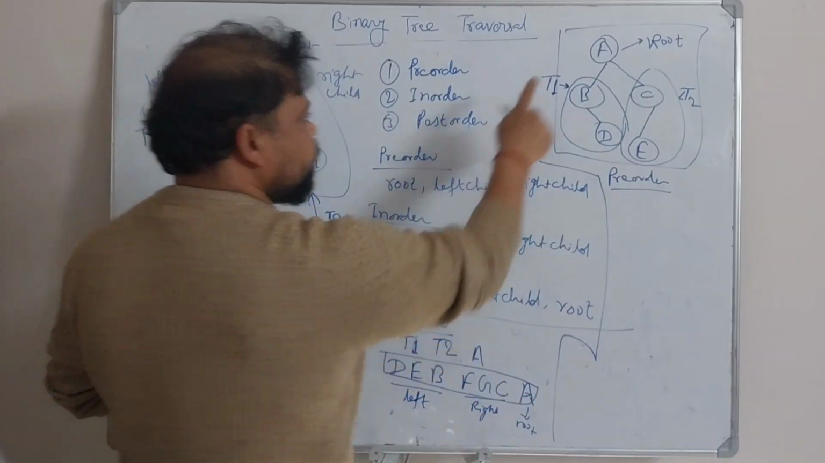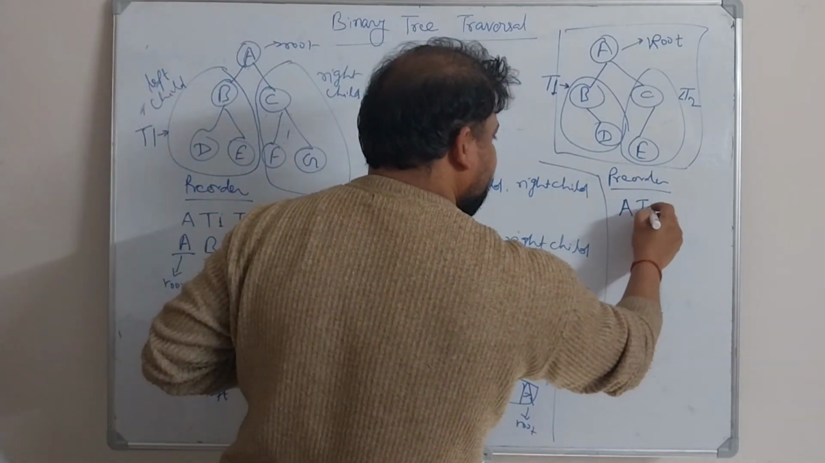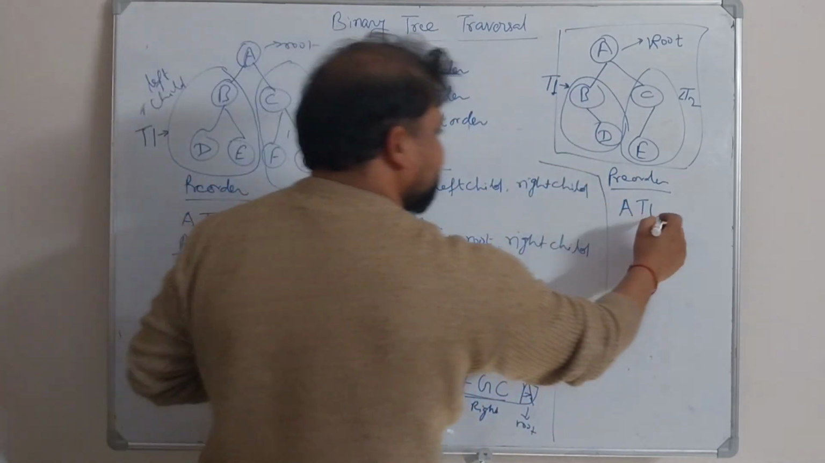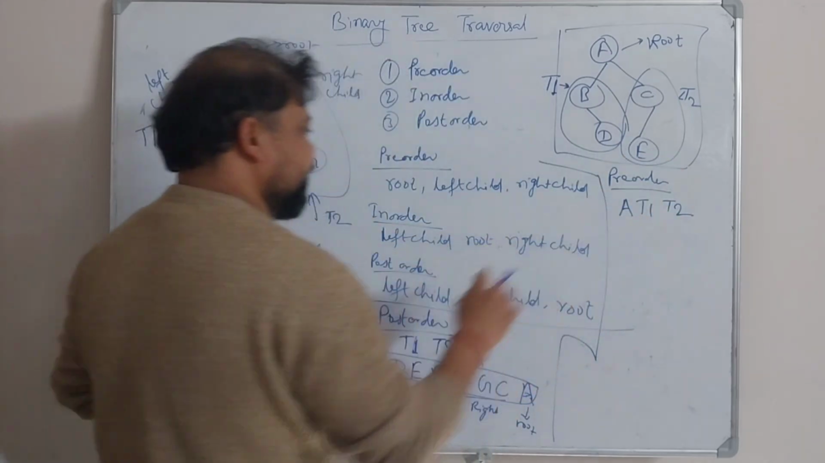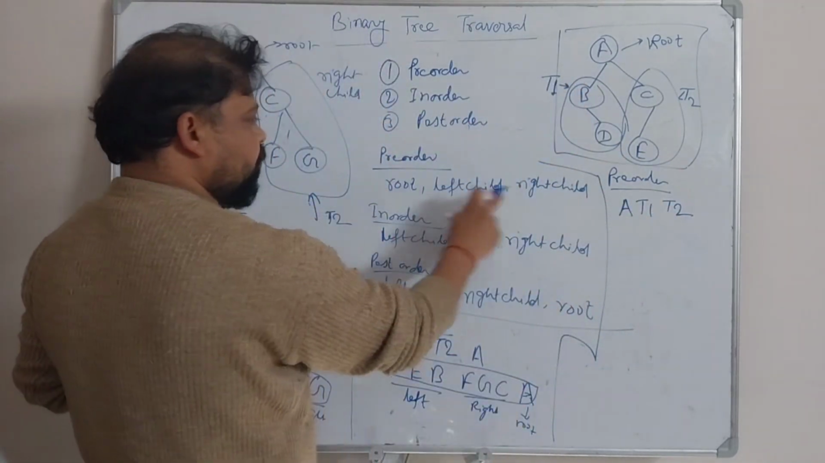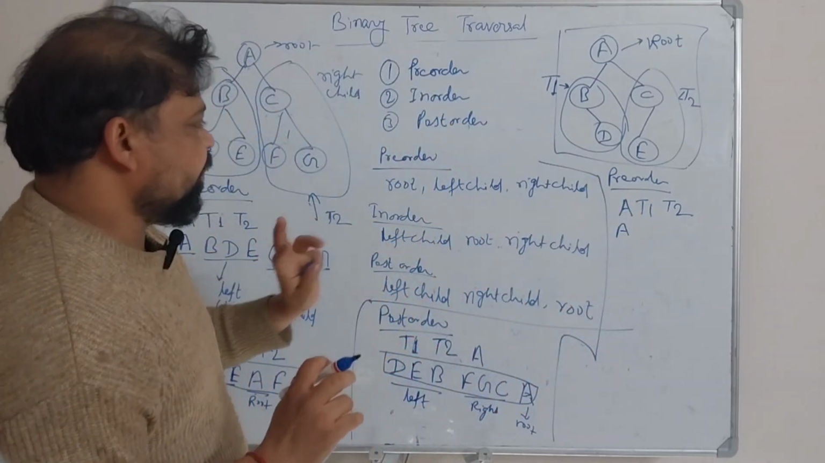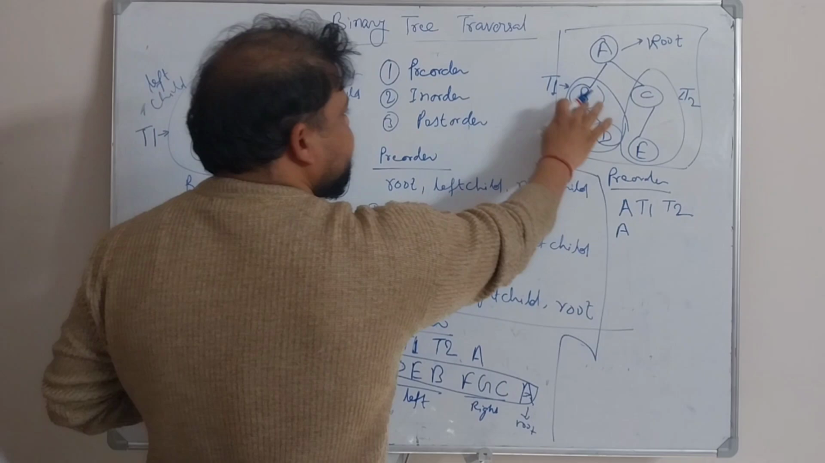Pre-order is root first, so A, then left, which is T1, and the right is T2, so T2 will be there. Once again, for T1 I have to traverse in a pre-order manner. So whatever the term is already traversed, write it in the same way, T1.